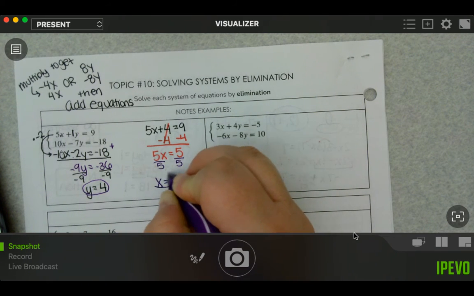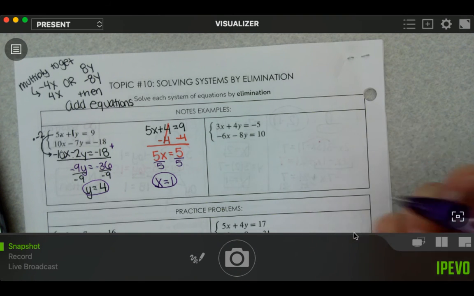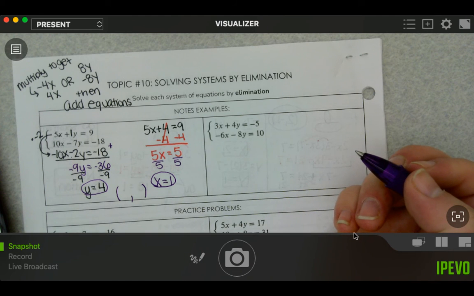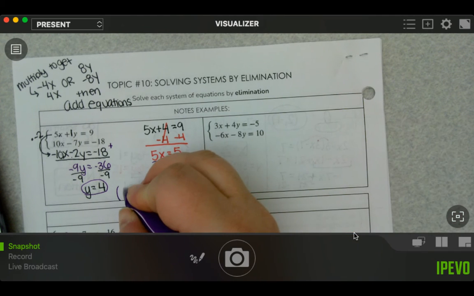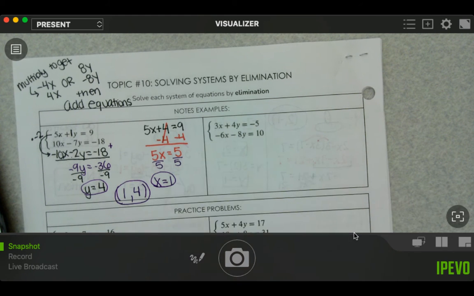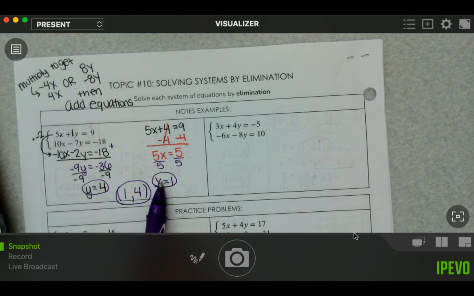And what I said in the last video is I'm always going to write mine like this. I'm going to put a point. X goes first, so it'll be 1, 4. I'm okay if you guys stop here, though. All right, let's take a look at the one on the right side.